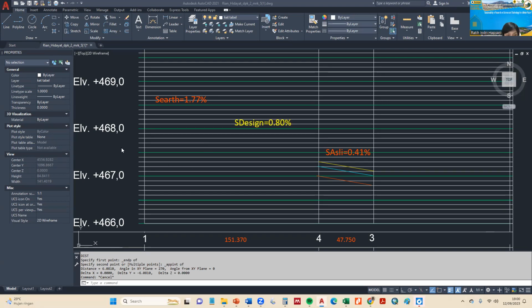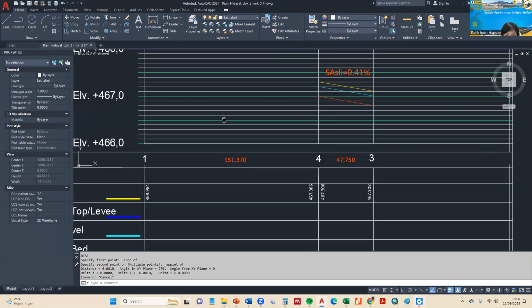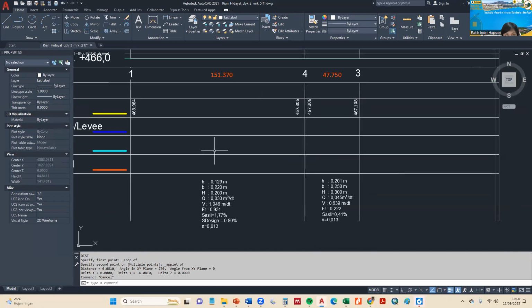Yeah, I will explain how to draw this condition. For Rian's case, he has channel 1,4 and 4,3. Channel 1,4 changes the slope from 1.77, because this is too steep, to 0.8. But in the second channel, there is no change in the slope, so it follows the original earth. So I will start by drawing the earth of channel 1,4.